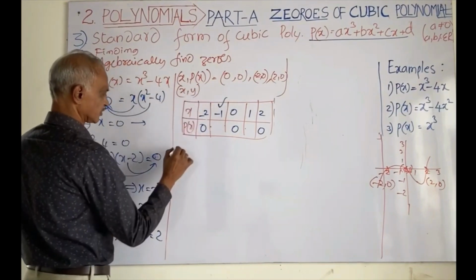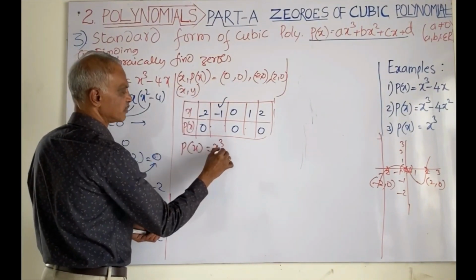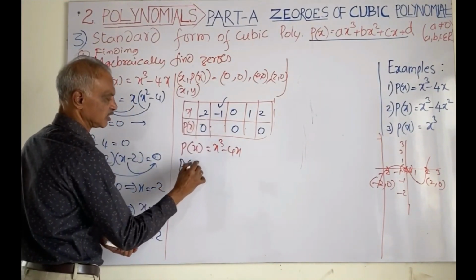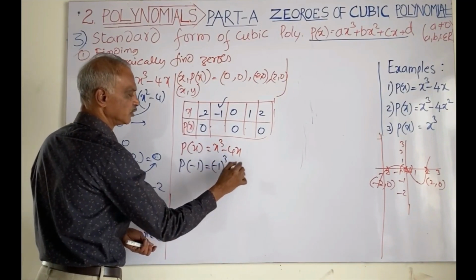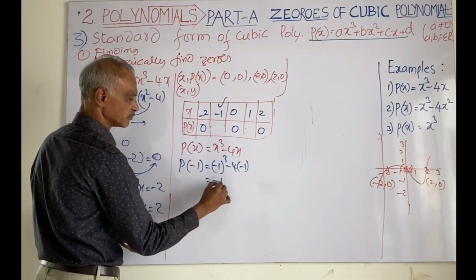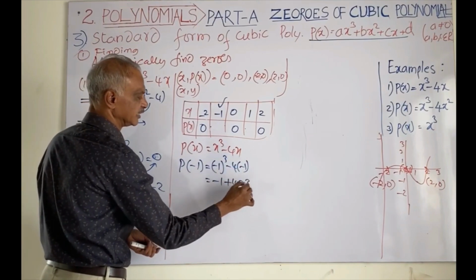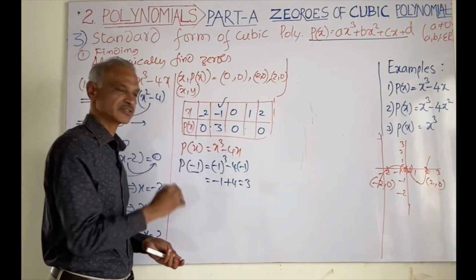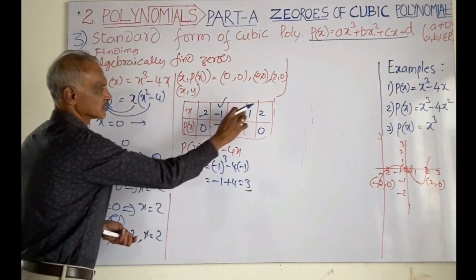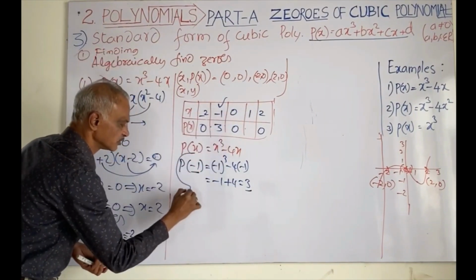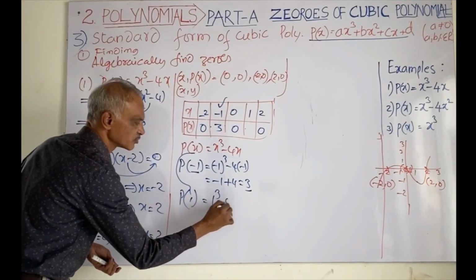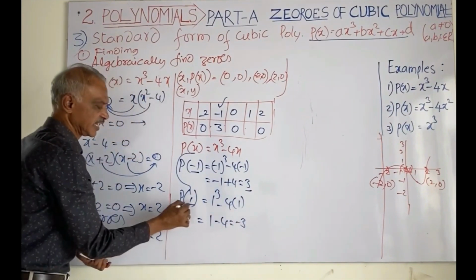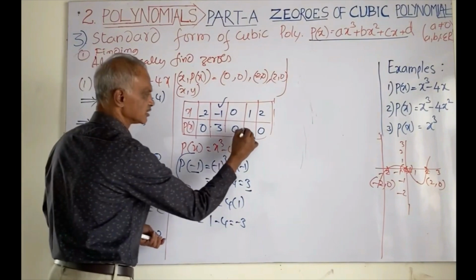Now p of x is equal to x cube minus 4x. We will substitute the value of minus 1 here. P of minus 1 is minus 1 whole cube minus 4 into minus 1. Minus 1 cube means minus 1, and minus into minus is plus, so you are getting 3. If you substitute minus 1 in place of x, which is the x coordinate, the y coordinate is 3. Substitute 1 in place of x: 1 cube minus 4 into 1. 1 cube means 1, minus 4, so you are getting minus 3. The x coordinate is 1 and the y coordinate is minus 3.